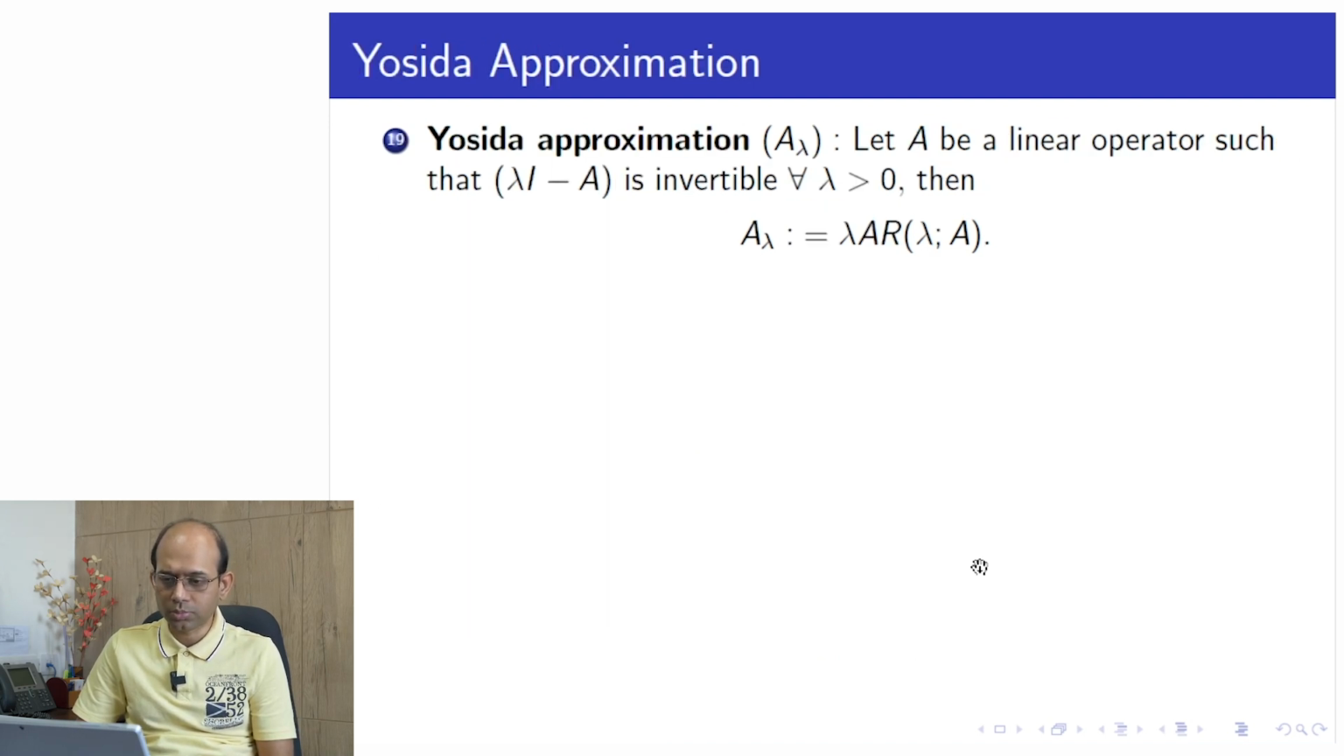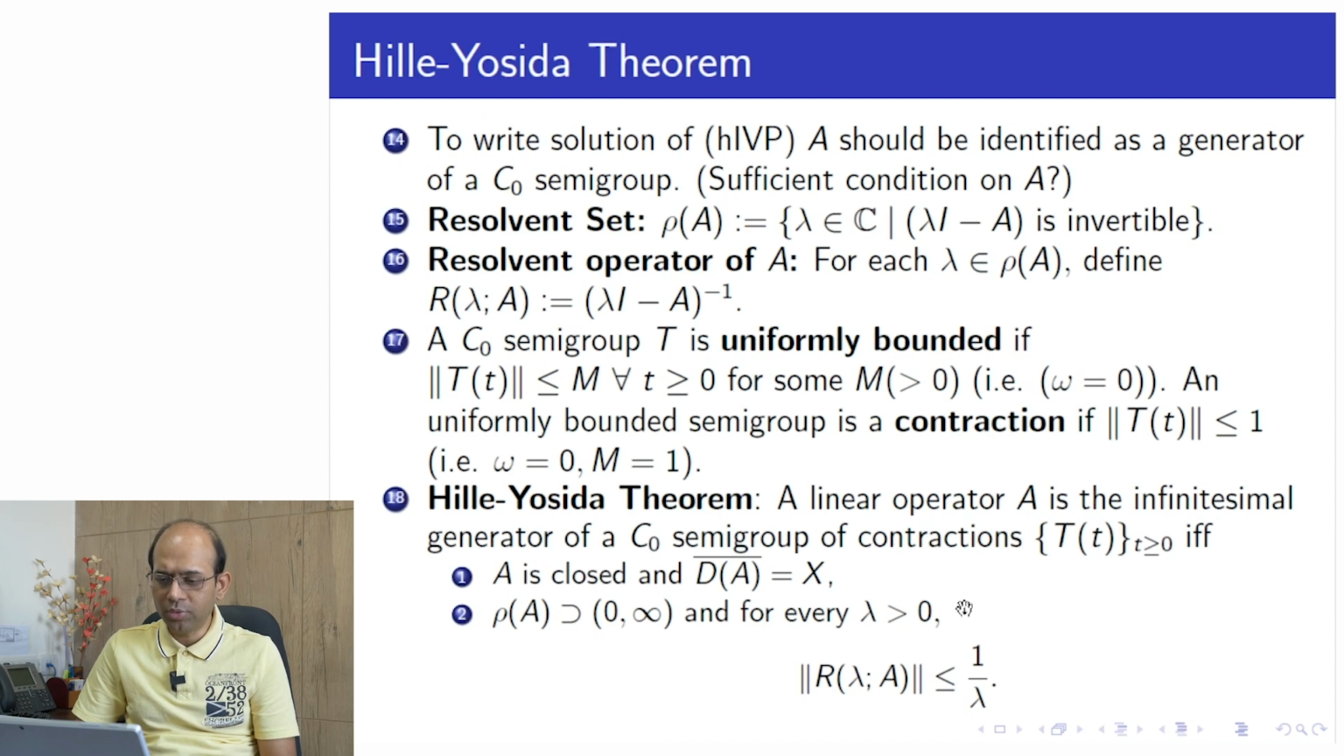Then we go to the Yosida approximation. Before going there, let me clarify the implication of this theorem. This states that if A is the infinitesimal generator of a C0 semigroup of contractions, then these two things hold. On the other hand, if the operator A satisfies these two conditions, then A can be viewed as the infinitesimal generator of a C0 semigroup of contractions.